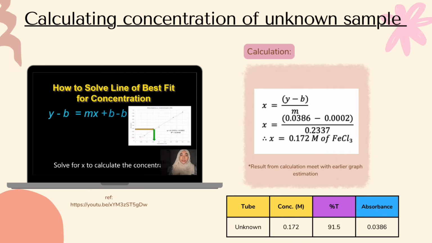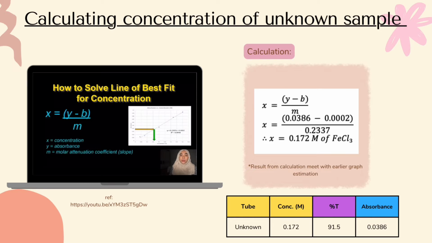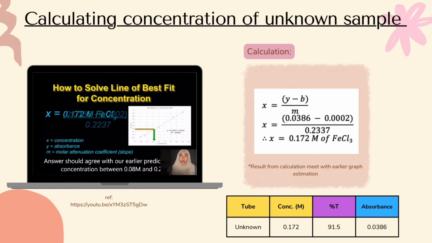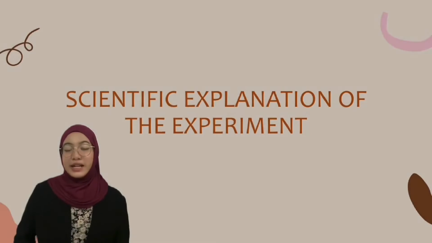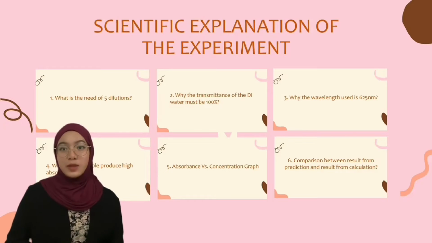The equation is rearranged, and the resulting concentration, or x, equals y minus b divided by m. The calculation will be as shown in the video. Absorbance of unknown sample 0.0386 minus b 0.0002, and then divided by slope m 0.2337. The answer will be 0.172 molar of iron trichloride, which agrees with the prediction from the graph intersection that we did earlier.